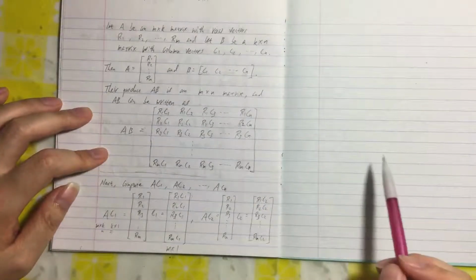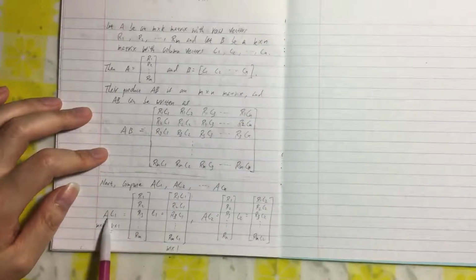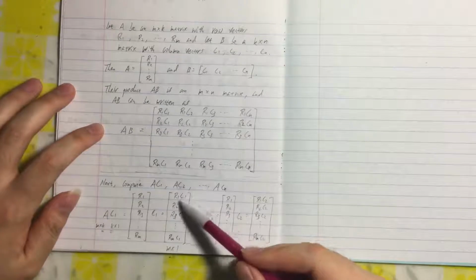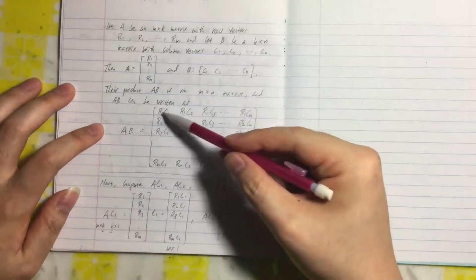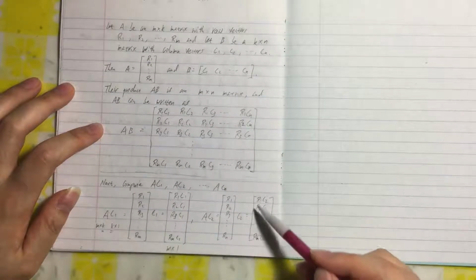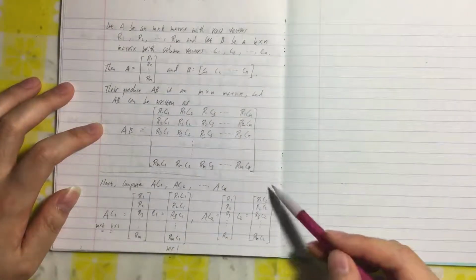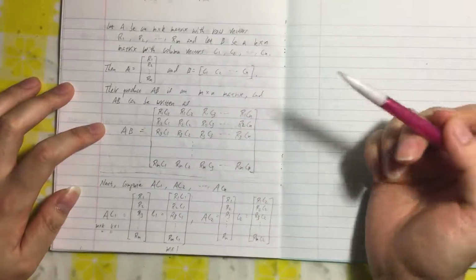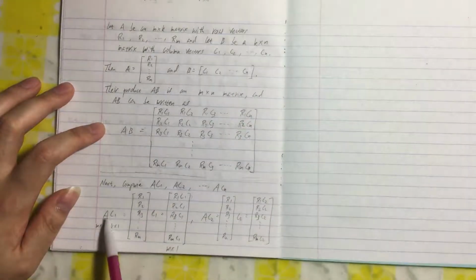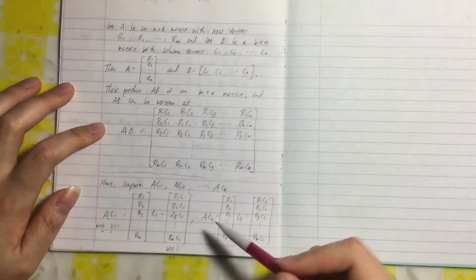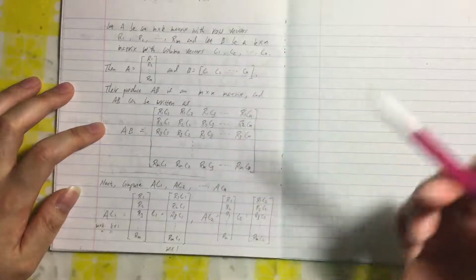Now observe the result here. A times C1, we get this. That's exactly the same as the first column in matrix AB. A times C2 is this. That's exactly the same as the second column in matrix AB. So we can see that AC1 is the first column vector of AB, and AC2 is the second column vector of AB.